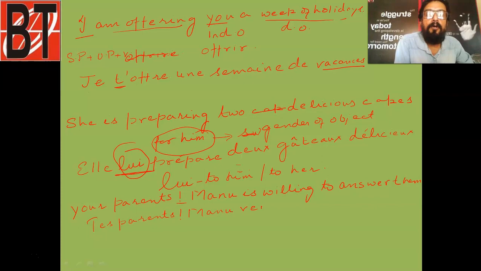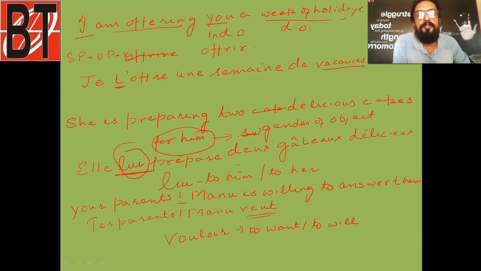Then "veut". What is this "veut"? This is the verb vouloir. Vouloir का मतलब होता है to want और to will. कोई चीज हम चाहते हैं, that is the verb. So the conjugation is je veux, tu veux, il veut, elle veut, nous voulons, vous voulez, ils veulent, elles veulent.